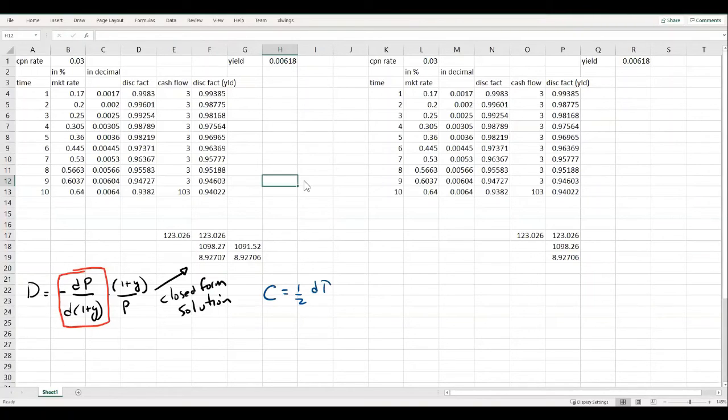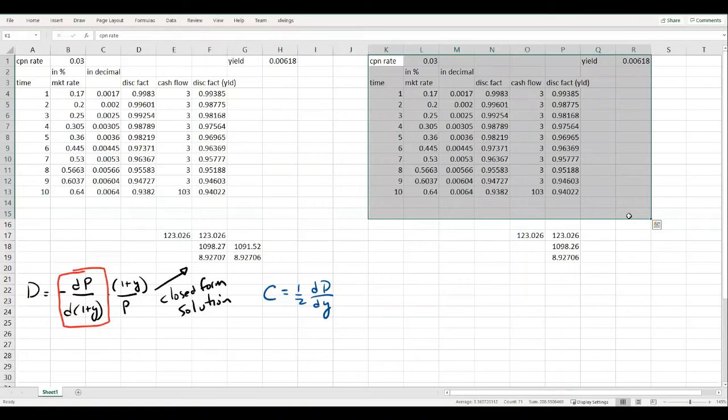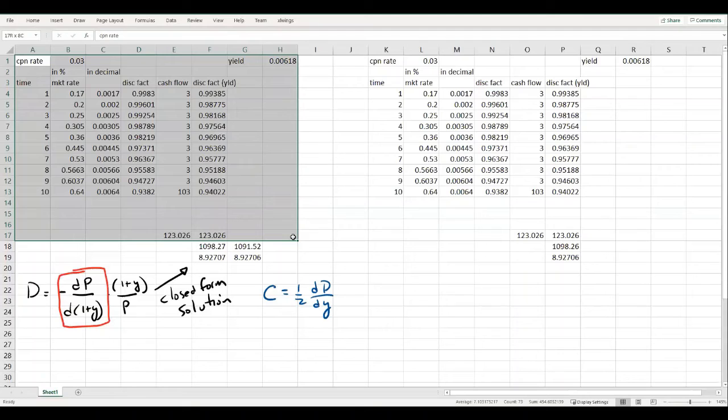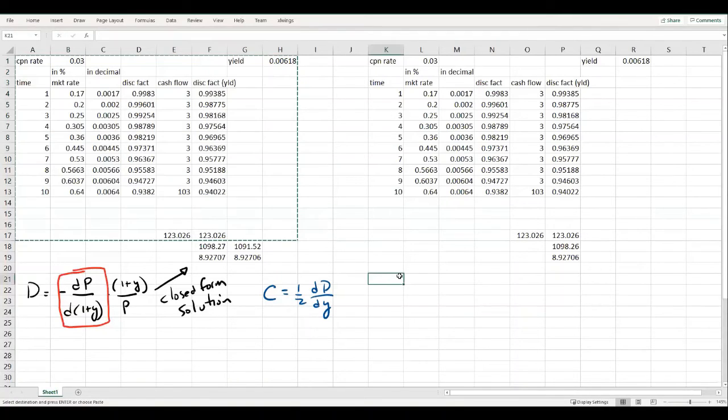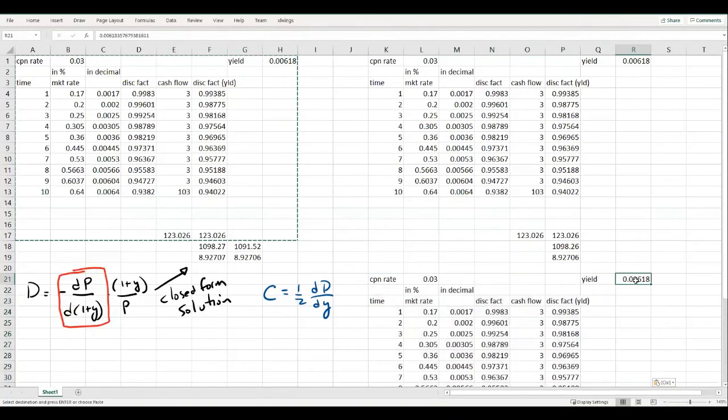For the sake of demonstration, we just use a very simple definition where the convexity is equal to half of the change in duration divided by change in yield. Now, in order to do that, we need two duration results. We have already had one duration result using a little bit higher yield. Now we will use a little bit lower yield to produce another duration result. Hence, I have to make a copy of the calculations down here.